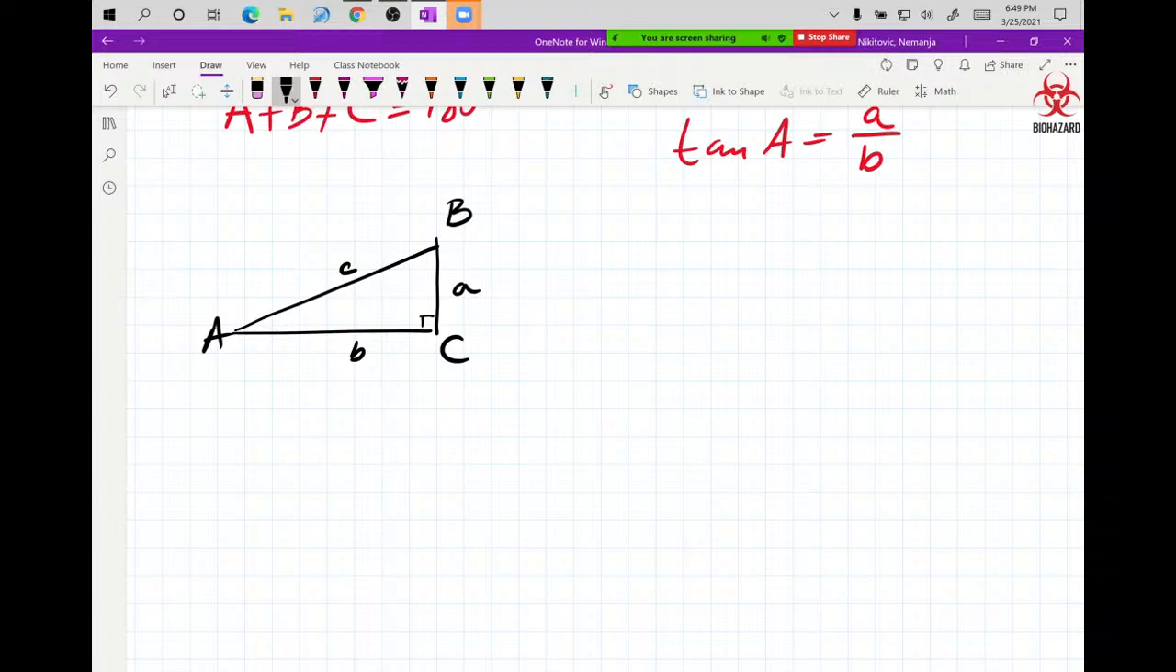So now let's pick a problem number, it doesn't matter, 6, whatever. They tell you that angle B is 23.8 degrees, and that the side b is 40.5. Inches, centimeters, meters, miles, I don't care. Some unit of length.